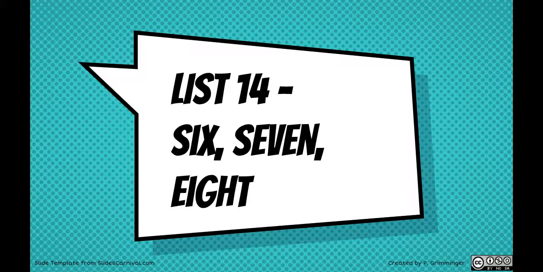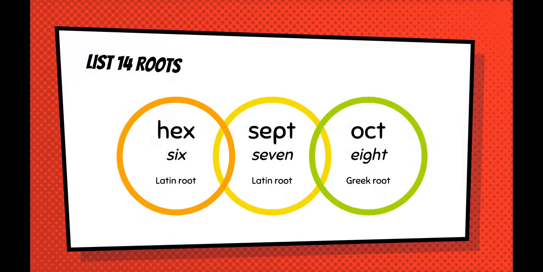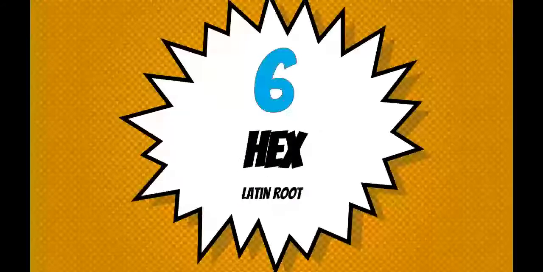List 14, 6, 7, 8. This is your intro video. So your roots all mean something to do with the numbers 6, 7, and 8. Hex is a Latin root that means 6. Sept is a Latin root that means 7. And oct is a Greek root that means 8.